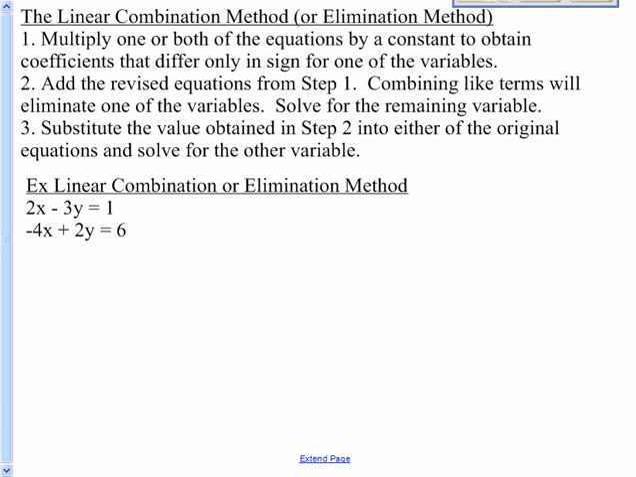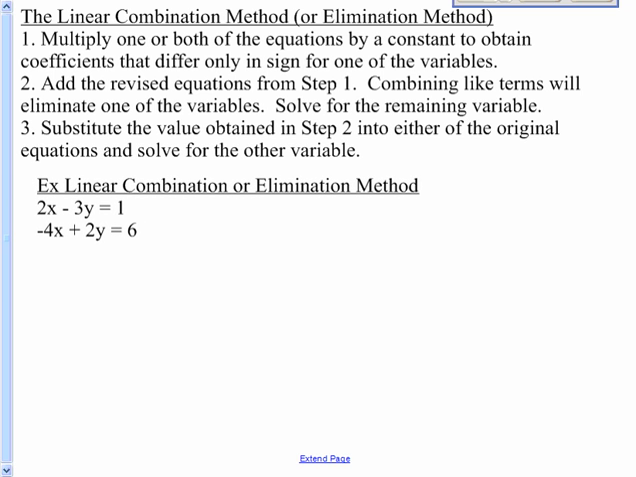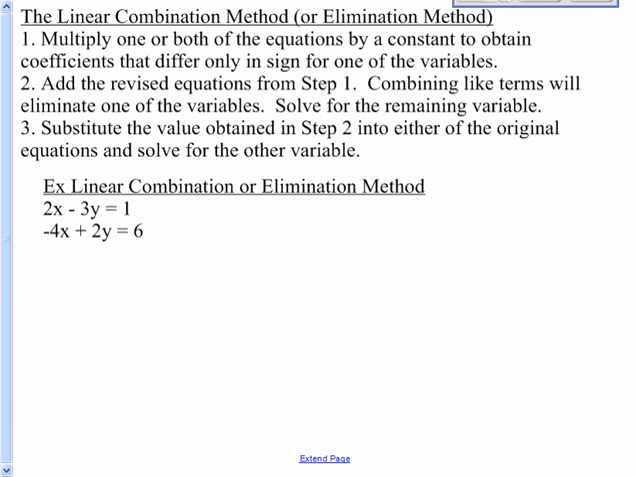Now the other one is called linear combination, or the elimination method. I like the elimination method because that's telling you what you're going to do here. You're going to eliminate one of the variables. Okay, so step 1. I'm looking at these two equations. You see this 2x minus 3y equals 1. I got this other one, 4x plus 2y equals 6.